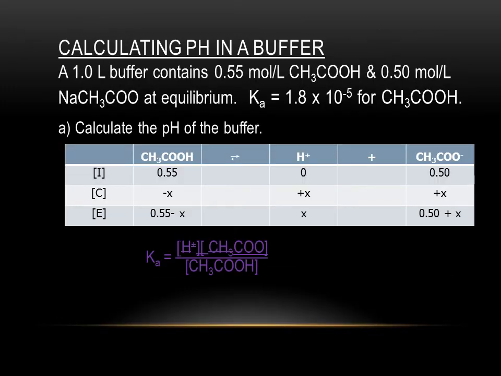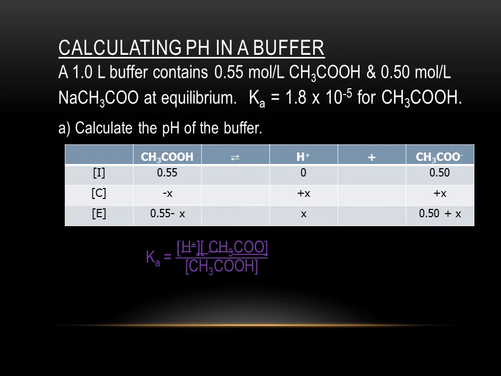So we've talked about it qualitatively. Now here's the quantitative backup of what we've been talking about. Suppose you have a 1 liter buffer and it contains a 0.55 molar acetic acid solution and a 0.50 molar sodium acetate solution. So we've got this buffer solution, a weak acid, and a salt containing a weak conjugate base, and it says calculate the pH of the buffer.